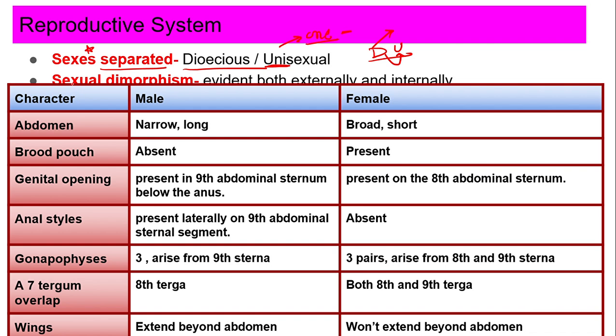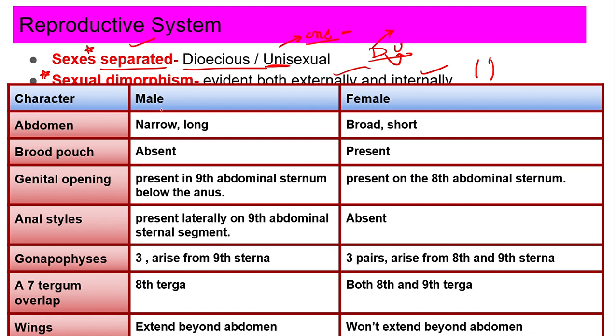Then the second point is sexual dimorphism. When I say dimorphism, sexes are separated, meaning male and female are separated. Dimorphism means you will be able to see male and female and tell the difference. Okay, this is a male and this is a female. How? Externally and internally. The difference will be evident for male and female.